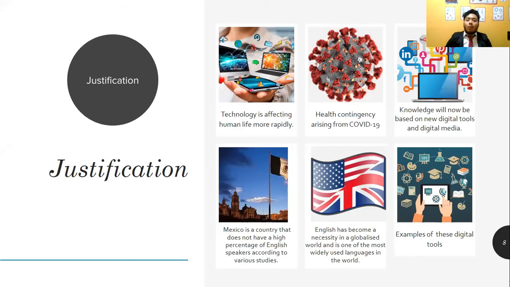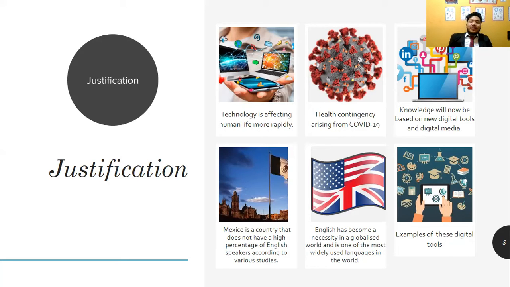My justification. Why can these new tools help in today's world? Technology affects our lives every day and it's part of our lives, so we must know how to use it. The health emergency has changed the way students and teachers teach and learn, and has brought us closer to technology. There is talk of hybrid education that combines face-to-face and online classes. These tools will facilitate learning for students.